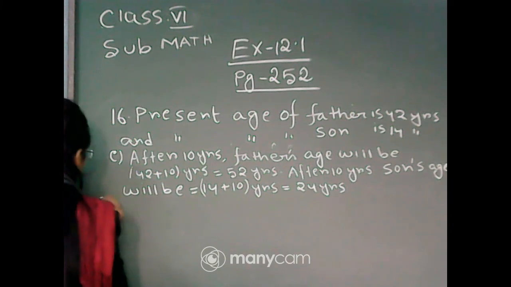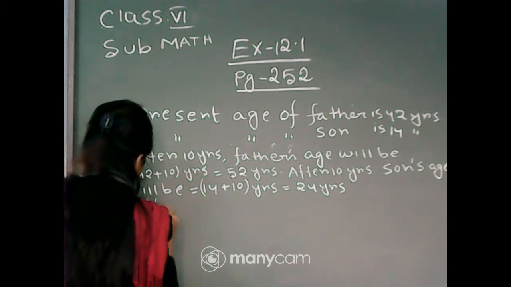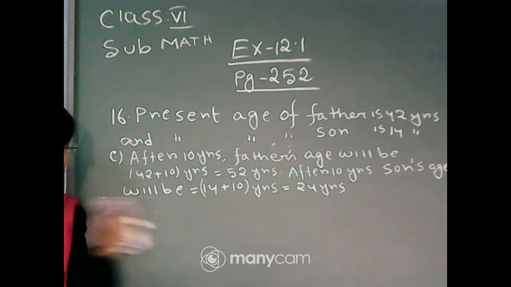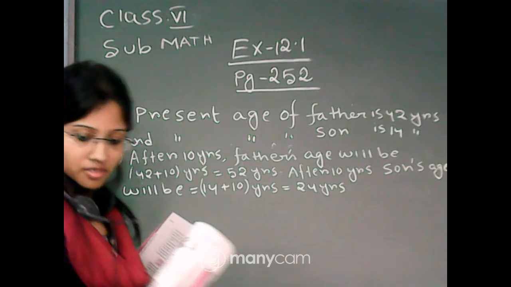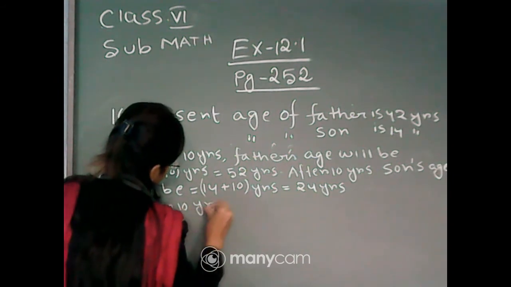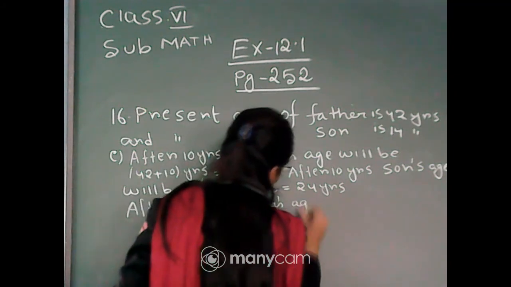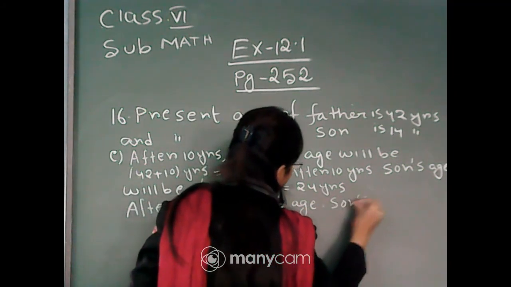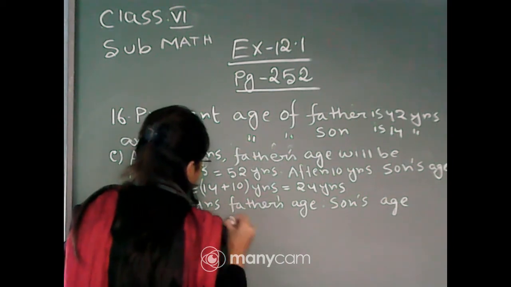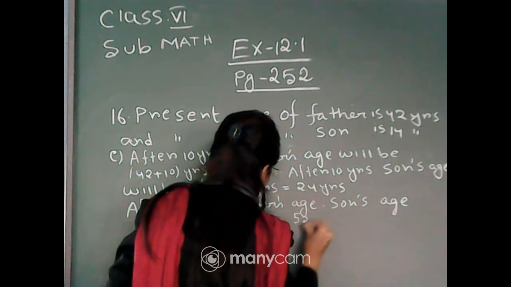Then, after 10 years, father's age is to son's age is equal to 52 is to 24, and we can write this as 52 divided by 24.